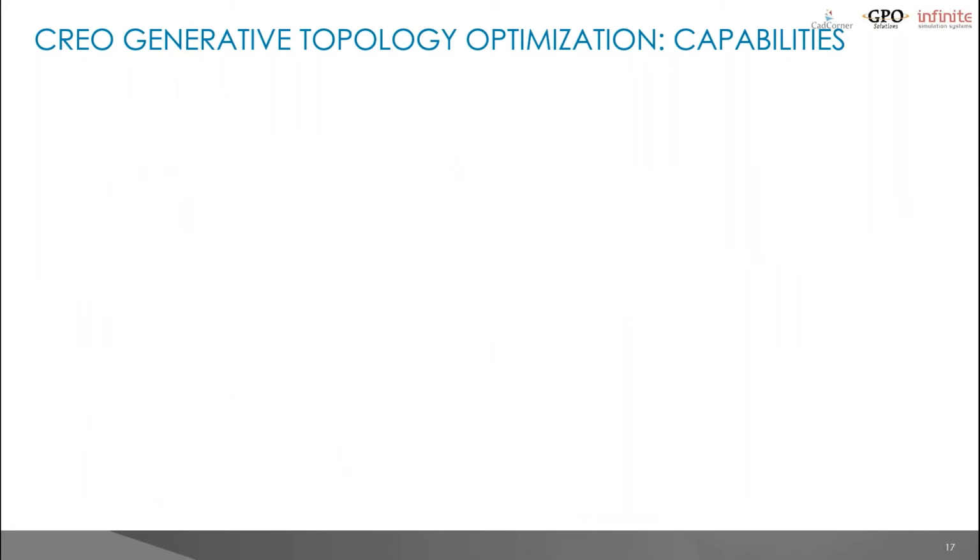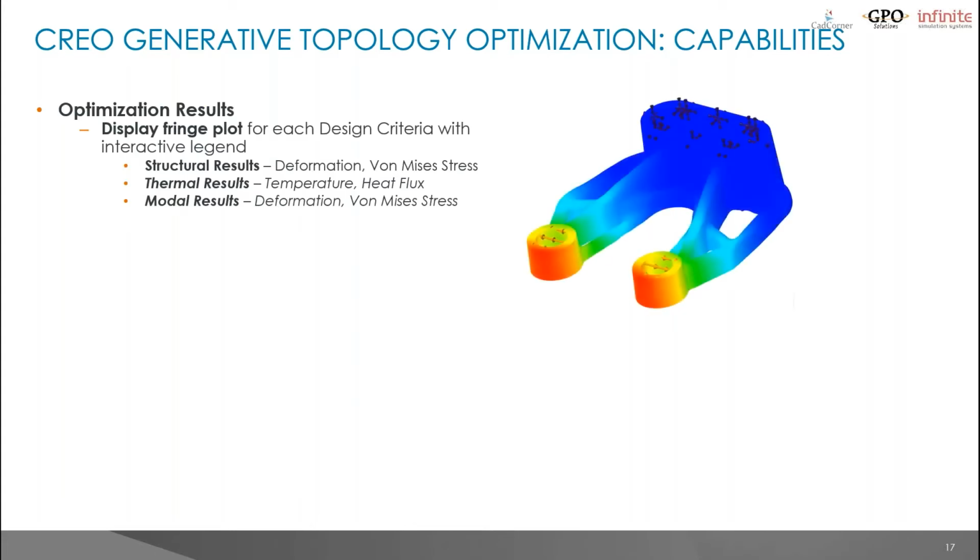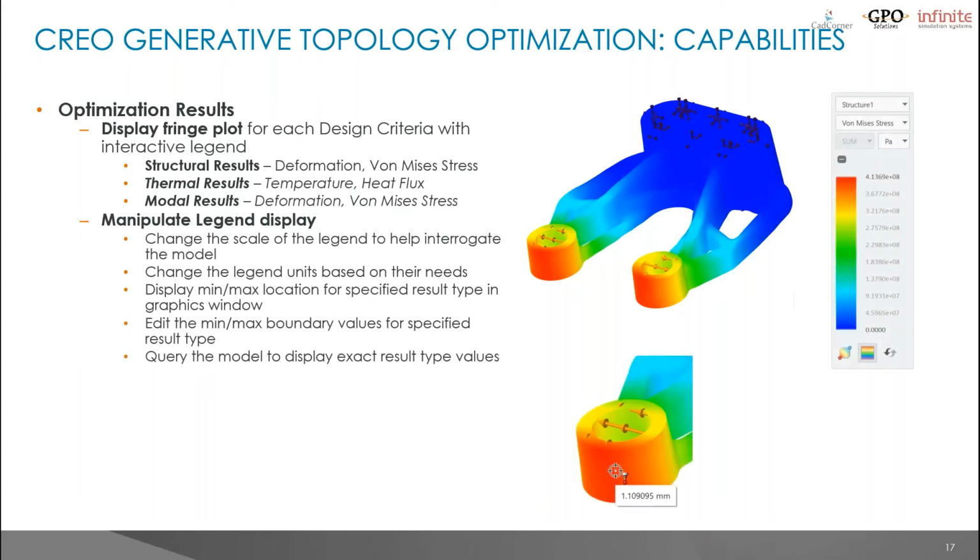Once your optimization is complete, you're able to also look at the integrity of the model. So if you look at the structural side, you can look at the deformations and the von Mises. You also have a similar legend that you have in Simulate Live. So easy to edit, easy to change. You have the maximum, minimum. You can edit the values of the minimum and the maximum.